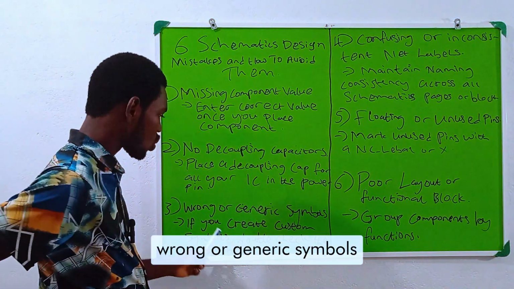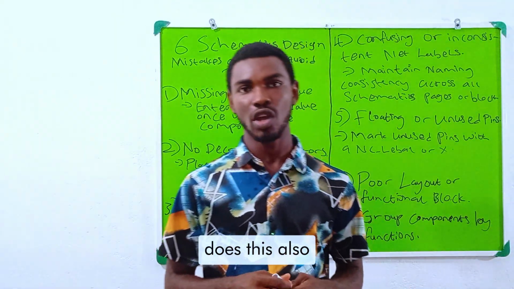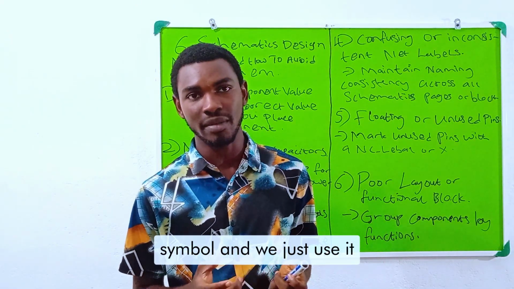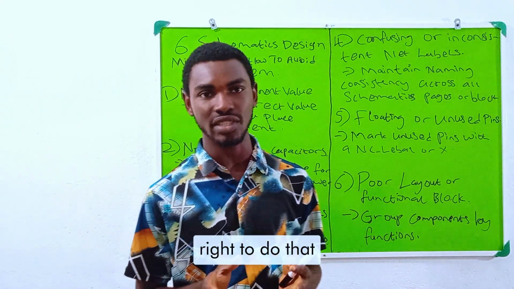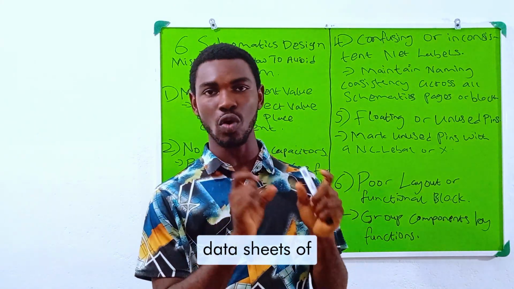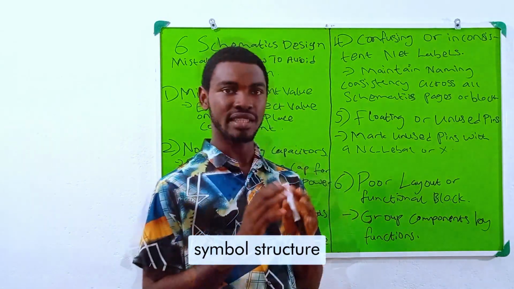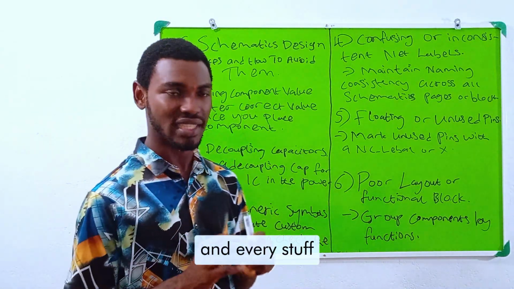Number 3 is wrong or generic symbols. Some engineers do this also. You can just see a symbol and just use it. It's not always right to do that. So it's good to go to the data sheet of that particular IC or that particular component to actually see the symbol structure, the pin format and everything.